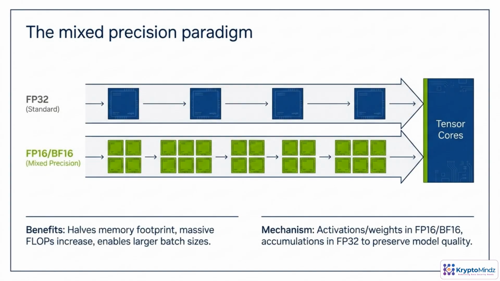With a baseline in place, the next lever is mixed precision. This means doing most work in lower precision like FP16 or BF16, while keeping critical parts in FP32. By shrinking activations and weights, you nearly halve memory use and unlock many more flops on tensor cores. That usually gives you faster training and room for larger batch sizes or bigger models. To protect accuracy, accumulations such as matrix multiply results still happen in FP32, so you get most of the speed benefits without noticeably hurting model quality.